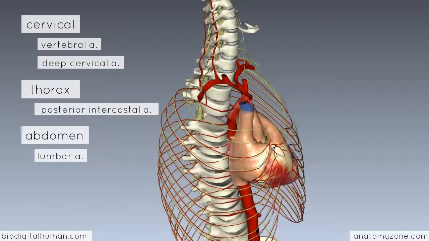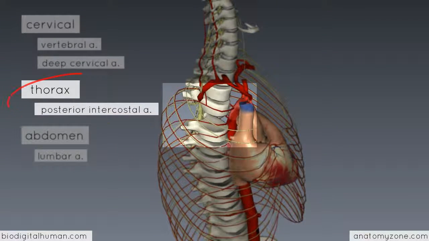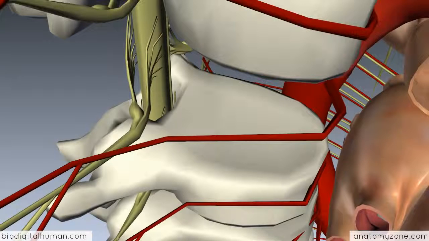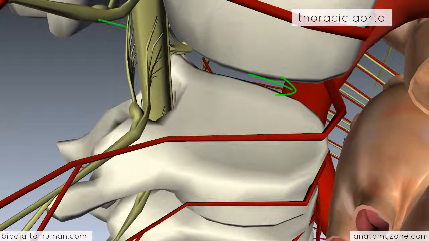So for simplicity's sake I'm going to zoom in to the thoracic spinal region and we'll take a look at the segmental blood supply there. So we're looking here at the thoracic region of the spinal column, and what you can see is that I've removed one of the thoracic vertebra, and you've got the thoracic aorta anteriorly, you've got the spinal cord behind, and you've got the dorsal and ventral roots attaching to the spinal cord.